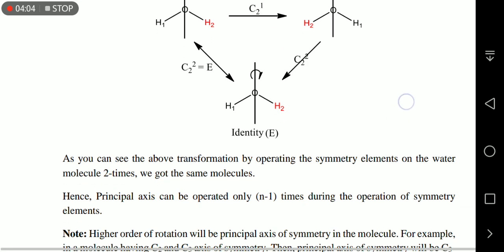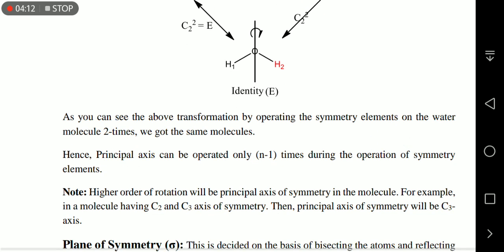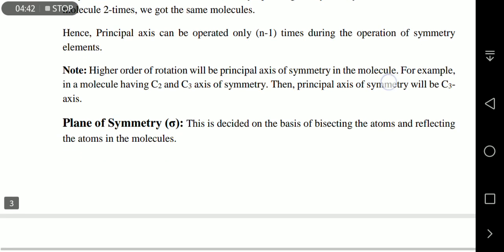As you can see, by operating the symmetry element on the water molecule 2 times, we got the same molecule. Hence, the principal axis can be operated only n minus 1 times during the operation of symmetry element. Remember one thing, the higher order of rotation will be the principal axis of symmetry in the molecule. For example, in a molecule having C2 and C3 axes of symmetry, the principal axis of symmetry will be the C3 axis.